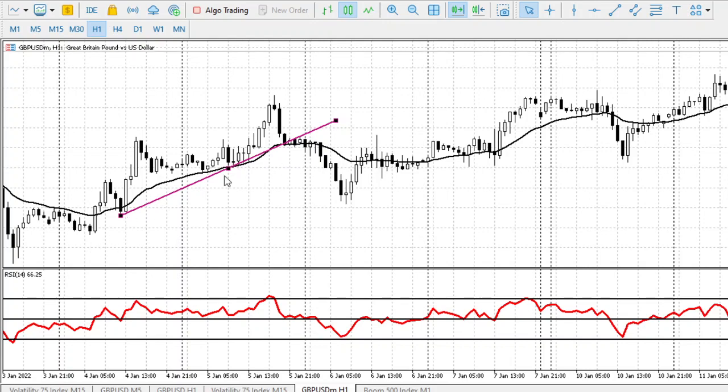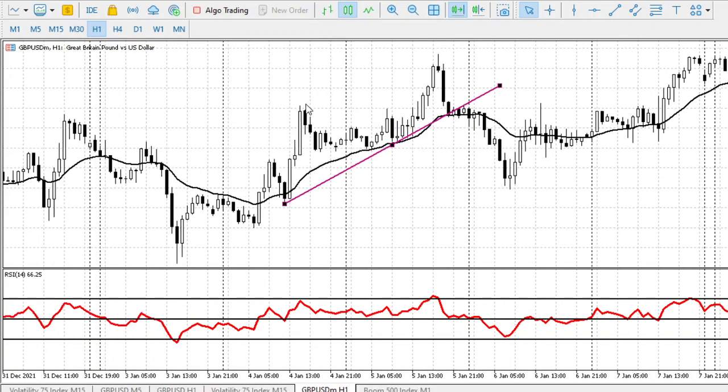As you can see, this area is an area of confluence, as the moving average was also broken in this area, as well as the trend line. So this is one way you can enter your trade using the overbought and oversold zones.